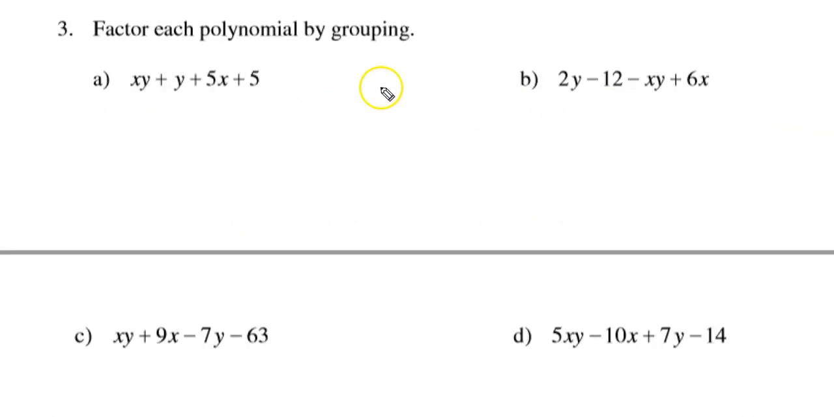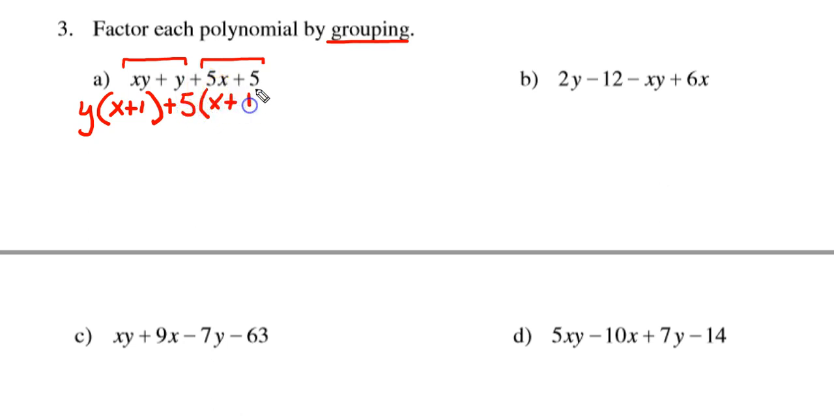Now, another method of factoring is factoring by a process called grouping, where we group what we have into 2 groups. And we see, is there a common factor here? And you might say, yes, there's a y. And then I get x plus 1. Now, is there a common factor here? Yes, we could take a 5 out of these 2, and we get x plus 1.